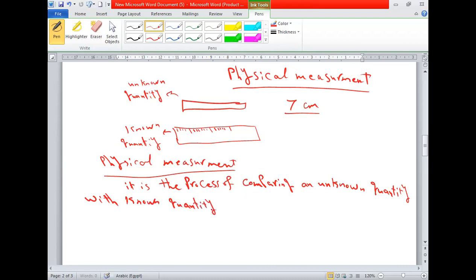Okay. For what? To find out how many times the first includes the second. Okay, this is physical measurement.